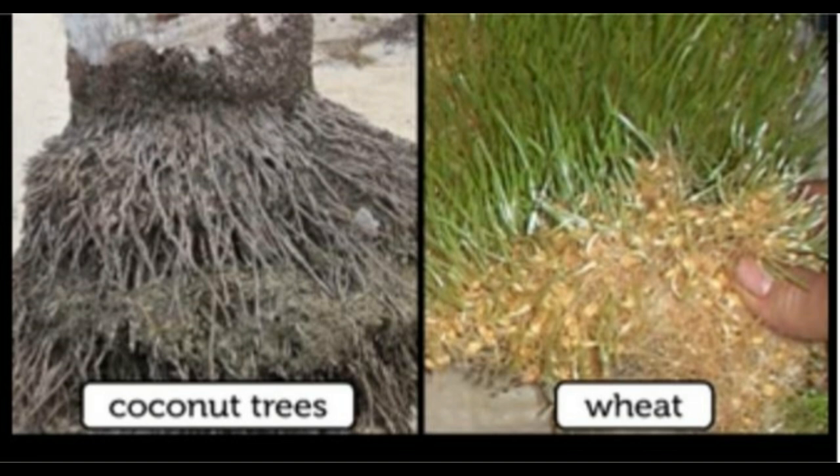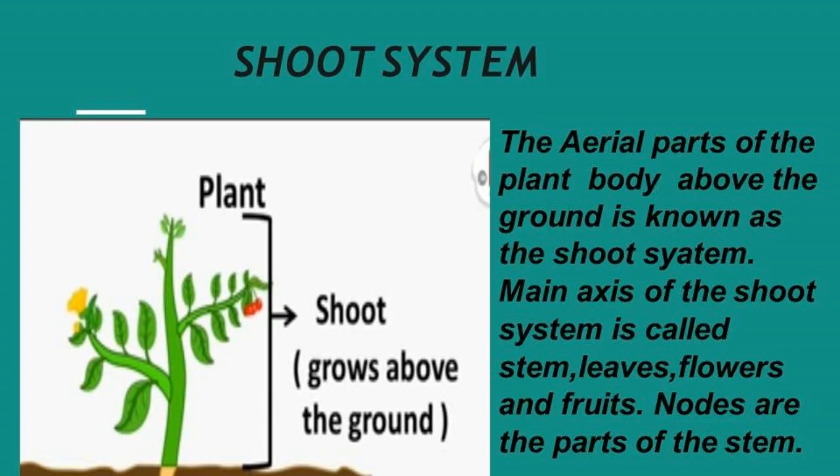Functions of root. Fixes the plant to the soil, absorbs the water and minerals from the soil, and stores food in some plants like carrot and beetroot. Now we are going to see the shoot system. In the shoot system, we are going to see the stem. The aerial part of the plant body above the ground is known as the shoot system.